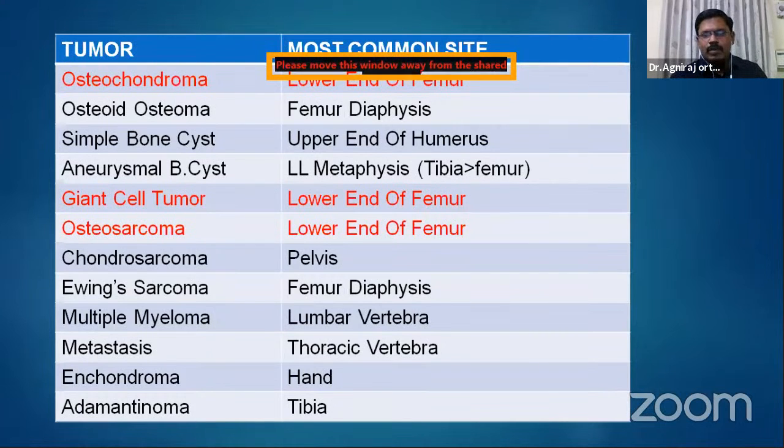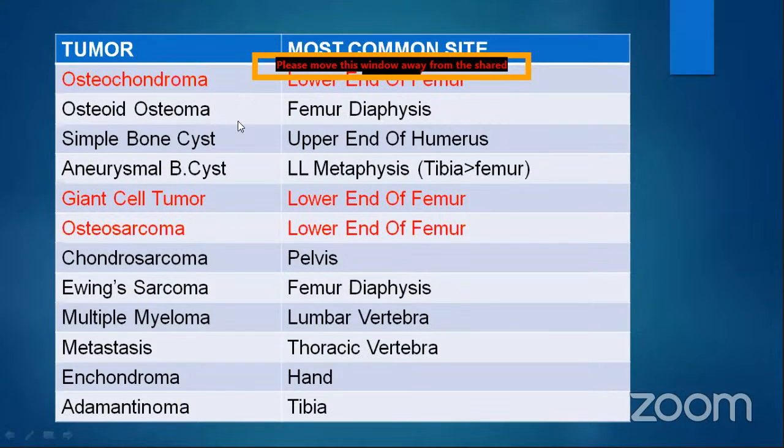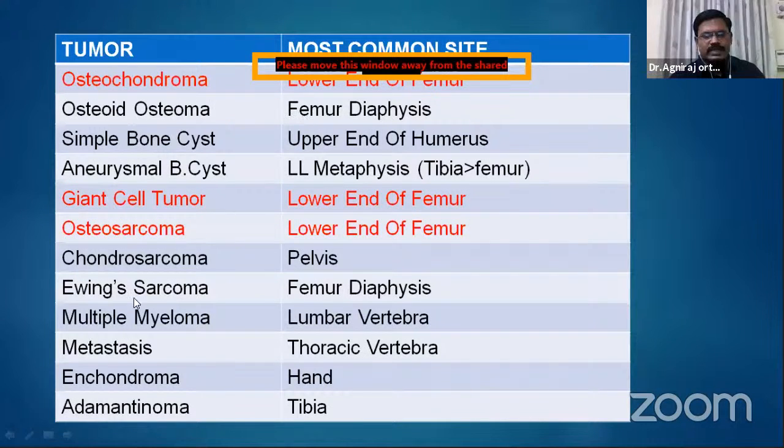This is the most common site of the tumors. Osteochondroma, most common site is lower end of femur. Osteosarcoma, lower end of femur. Giant cell tumor, lower end of femur. We are talking about the first most common site. You can remember around the knee joint, lower end of femur, it will be followed by upper end of tibia. So around the knee joint, you can remember osteochondroma, osteosarcoma, and giant cell tumor. Osteoid osteoma, femur diaphysis, as well as Ewing sarcoma, femur diaphysis. And simple bone cyst, most common site is upper end of humerus. Aneurysmal bone cyst, lower limb metaphysis, tibia more common than femur.